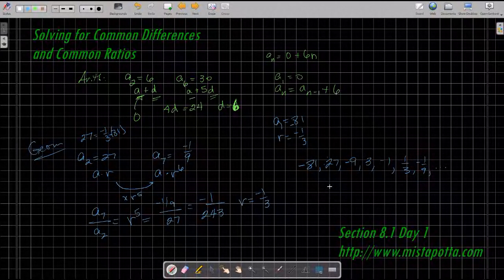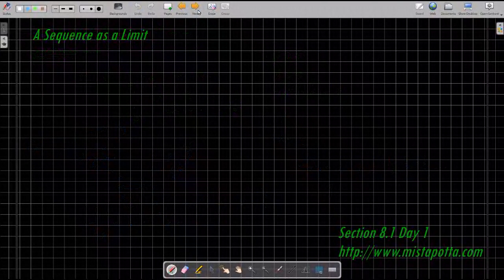So I can actually solve for these common differences and common ratios because I am in essence solving a system of equations. Now, how do I type this into what we've been talking about, because what we have been talking about are limits.